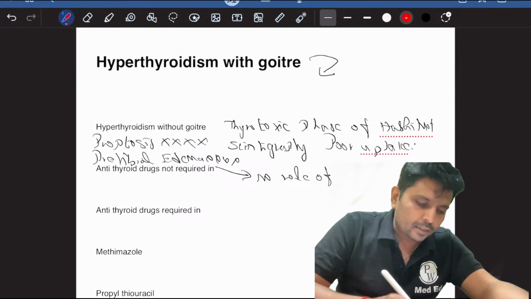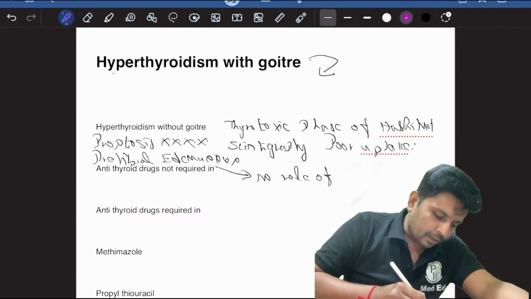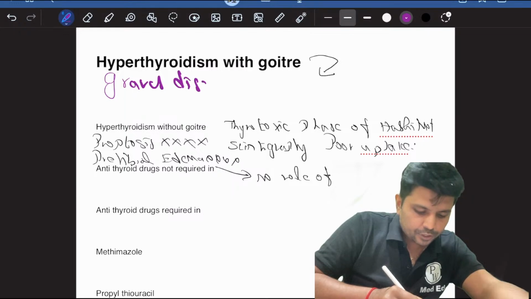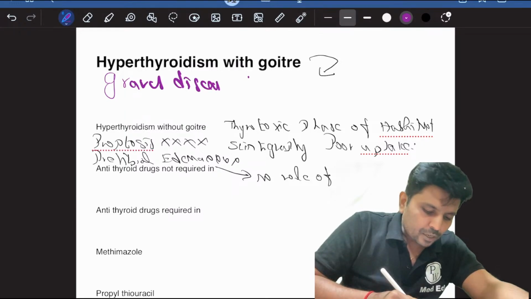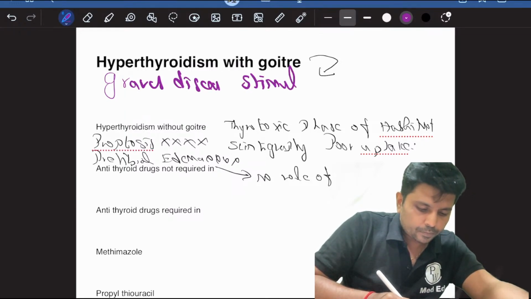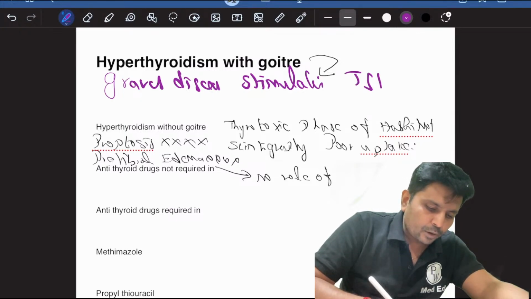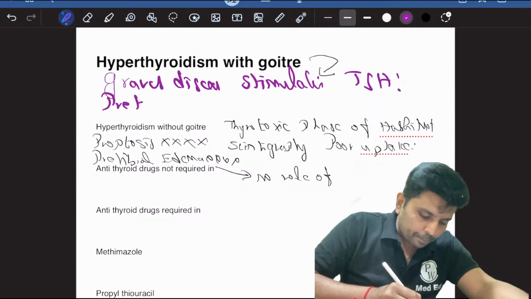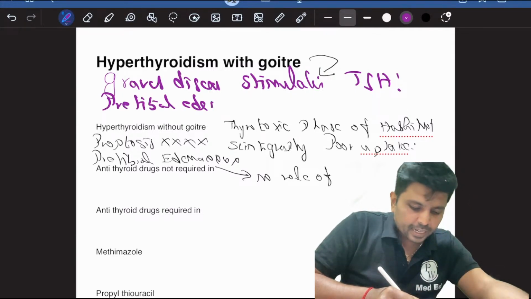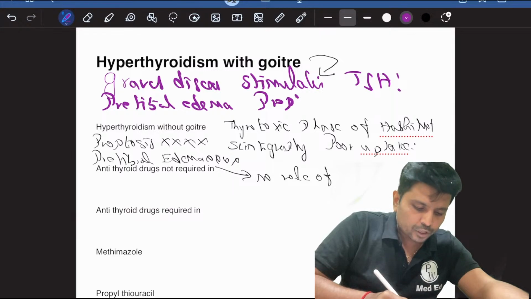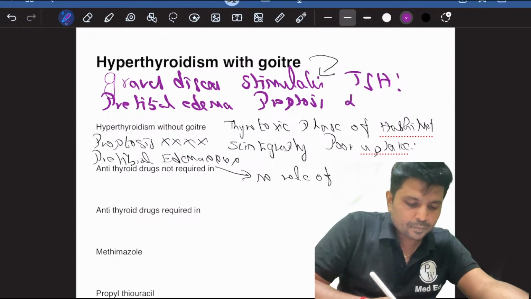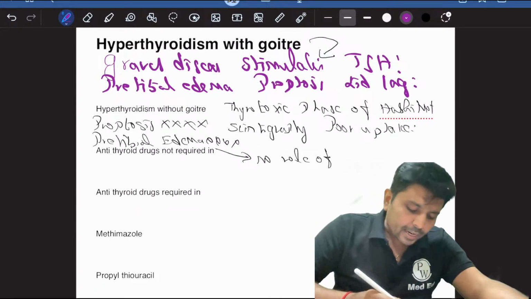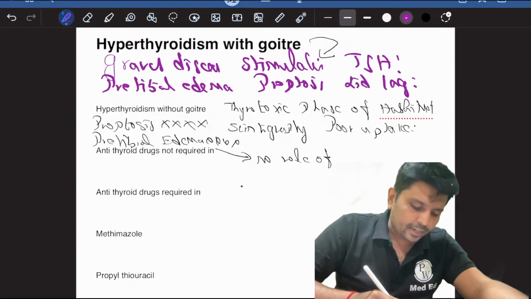Hyperthyroidism with goiter, the most common cause is Graves' disease. What is that? Most common cause is Graves' disease, in which there are stimulating antibodies to thyroid stimulating hormone, so they work more. It is characterized by pretibial edema. It is characterized by proptosis. It is characterized by lid lag. Graves' disease.